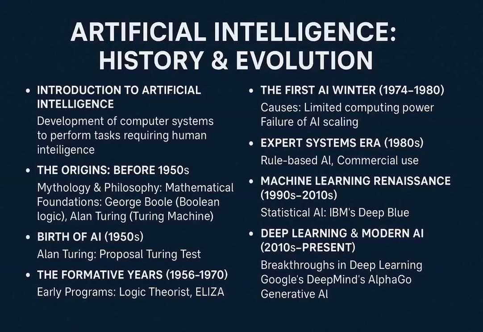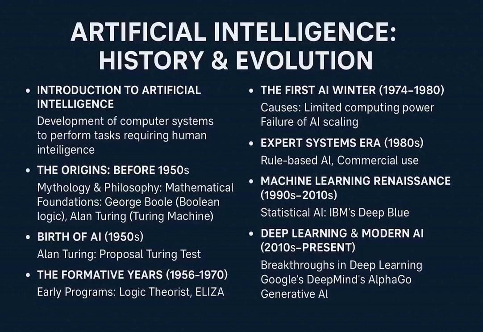3. Birth of AI, 1950s. Alan Turing, 1950. Published Computing Machinery and Intelligence, introducing the Turing test to evaluate machine intelligence. Dartmouth Conference, 1956. Coined the term artificial intelligence. John McCarthy, Marvin Minsky, Nathaniel Rochester, Claude Shannon. This marks the formal founding of AI as a field.